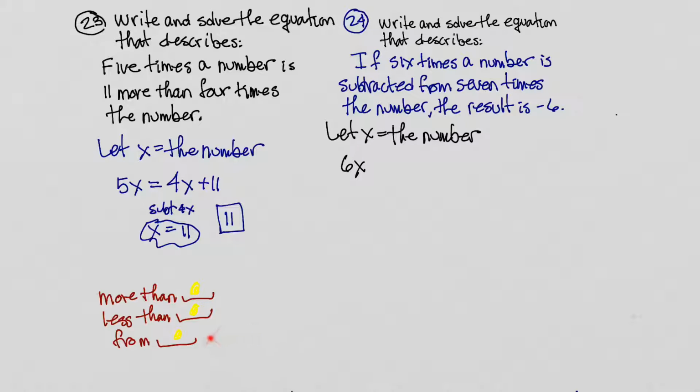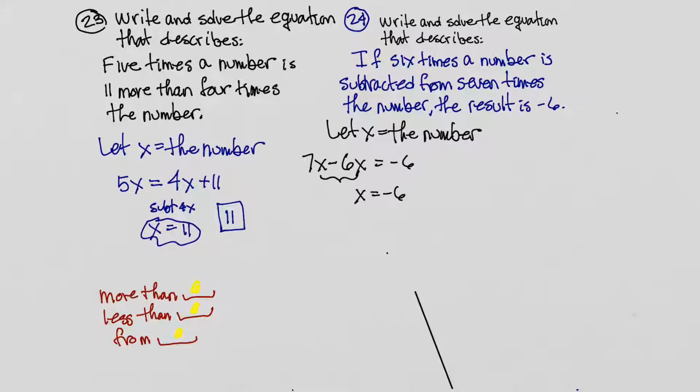Now remember what we did down here. When you see the word from, whatever comes after from, that's where you start. So where do we start? It says from, we start with 7 times the number, and then from 7 times the number we're going to subtract 6 times the number. So we're going to start here at 7x and subtract 6x. So 6 times the number is being subtracted from 7 times the number, and the result is, that's an equal sign, negative 6. So 7x minus 6x, that's just x, equals negative 6.